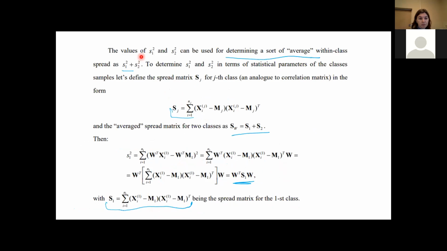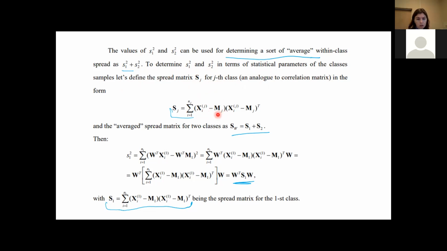And the values S1 and S2 can be used to determine average within class split. We just summarize them to express dispersion of two classes. And to determine them in terms of statistical parameters of the classes samples, let's define the spread matrix as G for G's class. It's the analog to correlation matrix in this form.